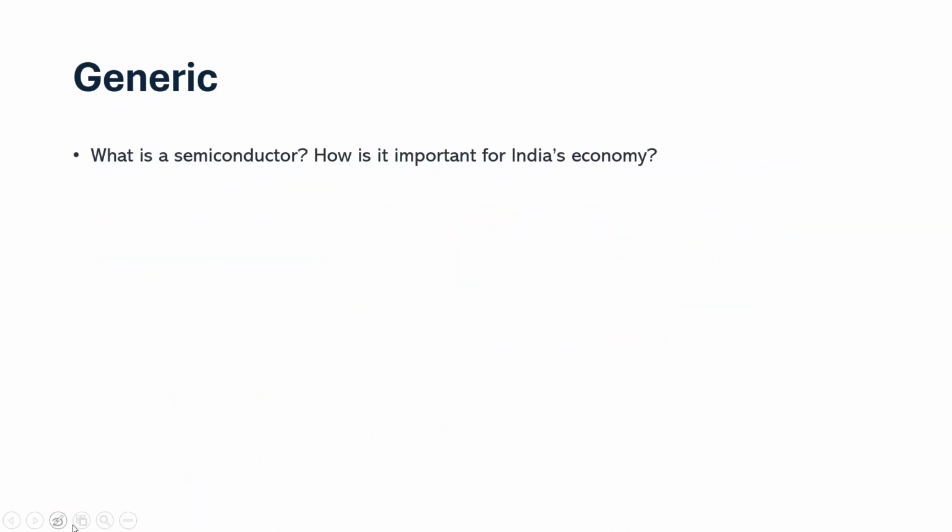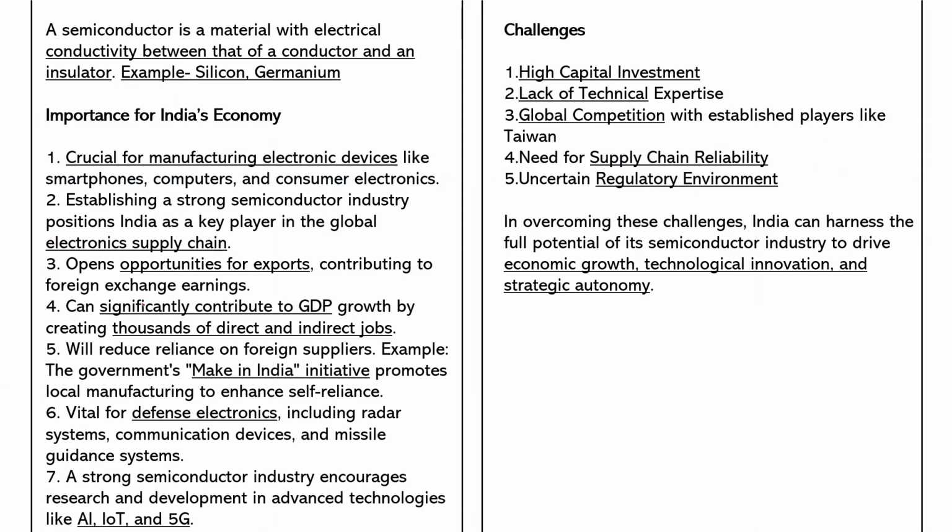Because let's see one question, a generic question: what is semiconductor? How is it important for India's economy? Again, we have not specified the word limit. Let me make it 10 marks. Okay. What is semiconductor? You just define what is semiconductor: a material with electrical conductivity between that of a conductor and an insulator. Examples are silicon, germanium, anything you can think of.